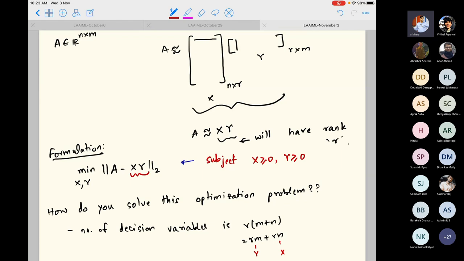It is similar to something called non-negative matrix factorization. This type of thing has applications in natural language processing and so on and so forth. These types of factorizations really play a key role.